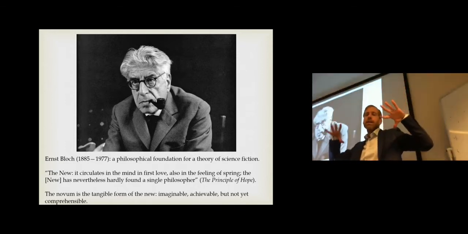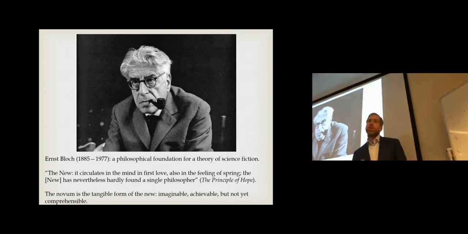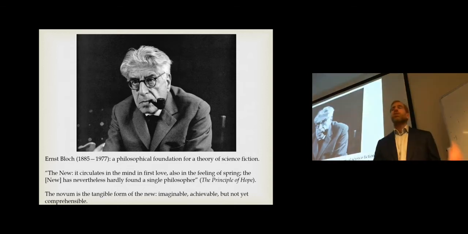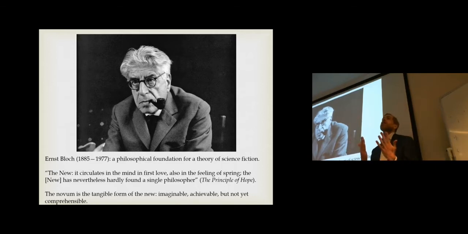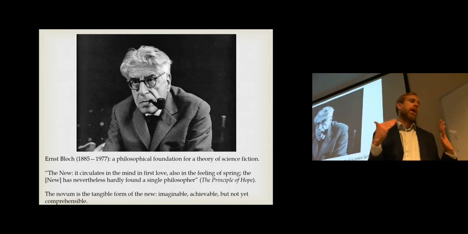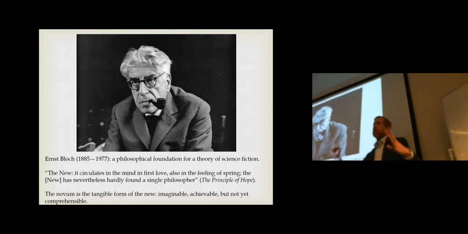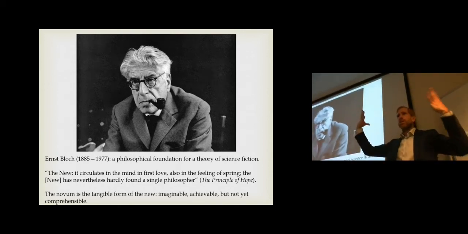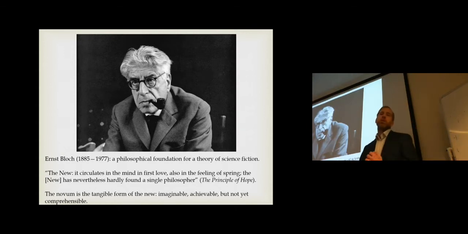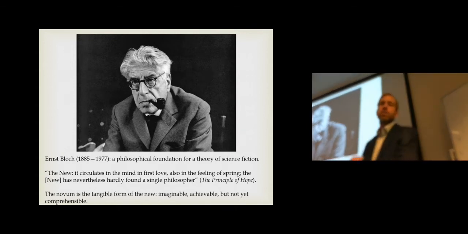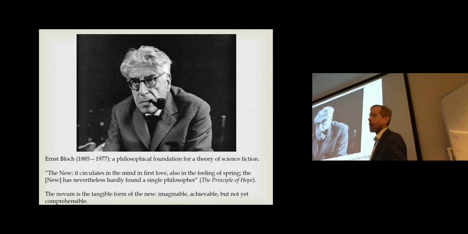Bloch's basic idea, this was in his main work, The Principle of Hope, is that Western philosophers are obsessed with the past, that they tend to look backwards into the past whenever they want to come up with a kind of far-reaching interpretation of humanity, or being, or existence. He named some people in the German tradition, like Hegel, for instance, Kant. He probably could have mentioned Martin Heidegger as well.